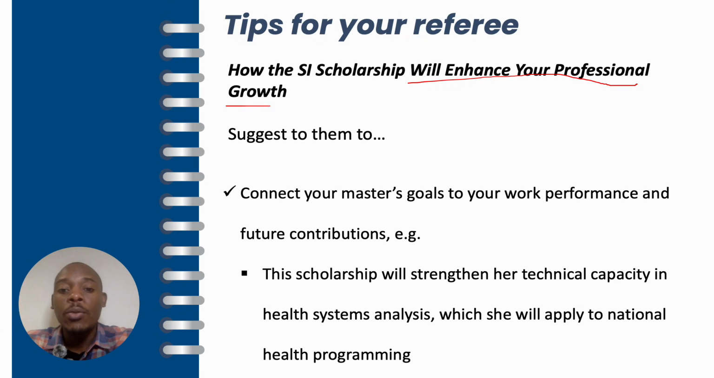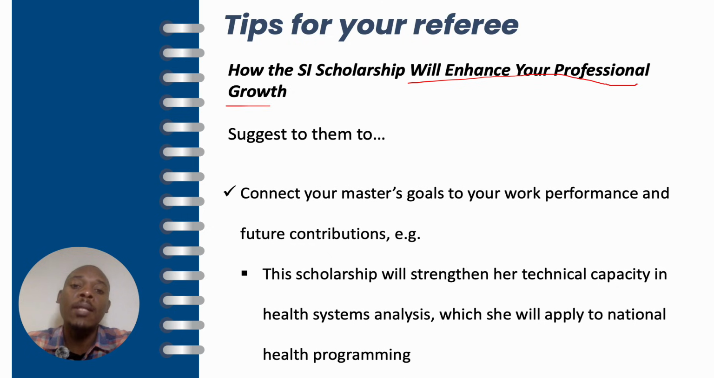For example, this scholarship will strengthen her technical capacity in health system analysis, which she will apply to national health programming. Remember, the example that I've given was talking about someone who is in health system strengthening, and they studied public health. So in this sense, the scholarship which they are trying to apply for will enhance their technical capacity in terms of health system analysis, and this will be applied in future because that is their goal, to work in this space in terms of making national health programs. So that is how they will be able to write. But this is just one sentence.